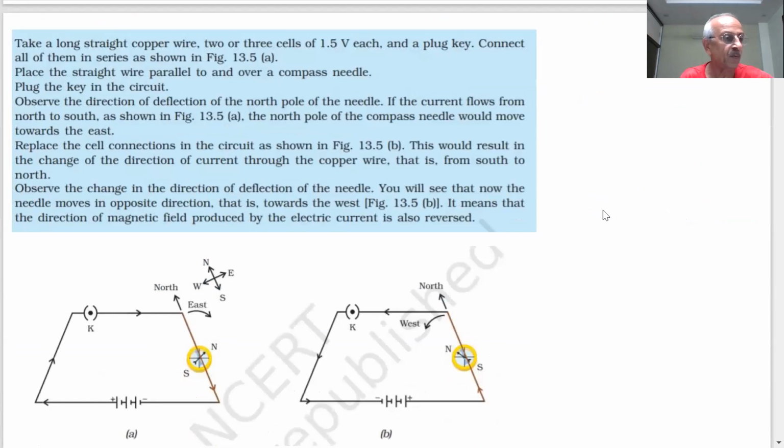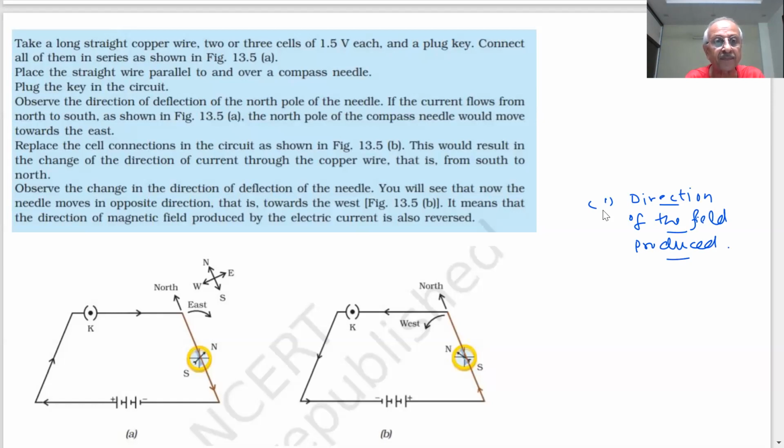We have shown you last time also the magnetic field due to a current carrying conductor, and the pattern of the field produced. What is the direction of the field produced? If we want to know the direction of the field produced, for this we are going to perform an experiment or activity.